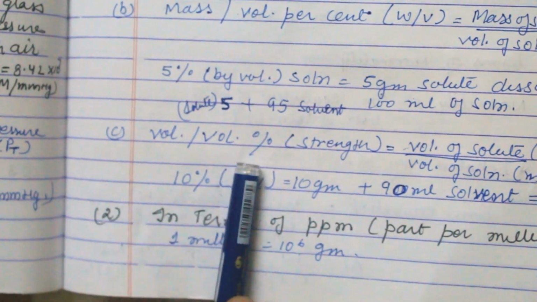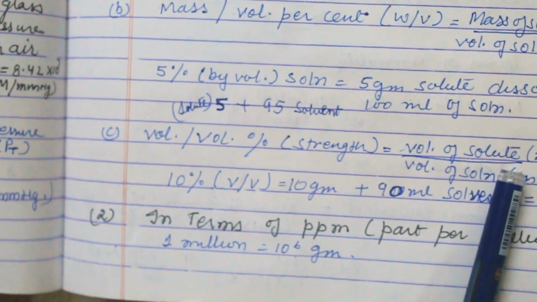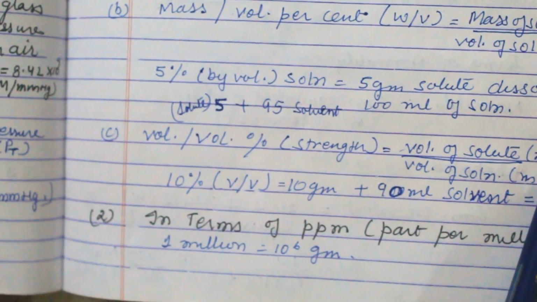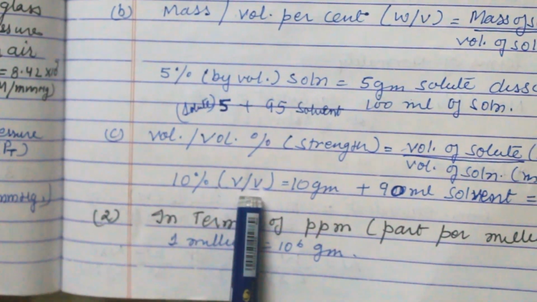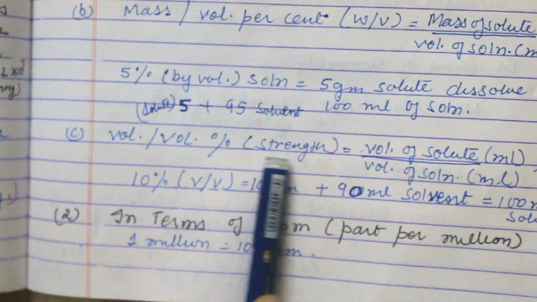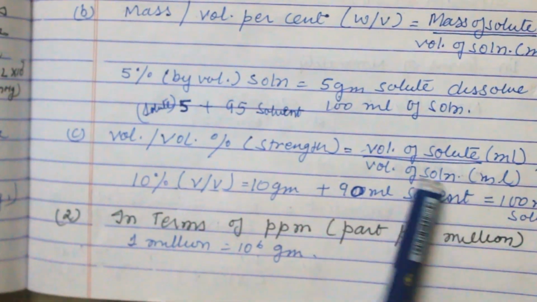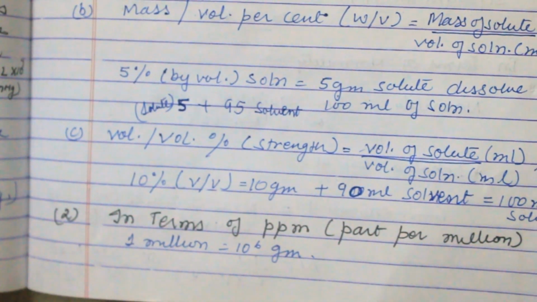Now next is volume and volume percentage, that is strength. So volume of solute, that means the thing which is dissolved in the solvent, and volume of solution, into 100. If it is 10%, then 10 ml of solute is dissolved in 90 ml of solvent to make 100 ml of solution.